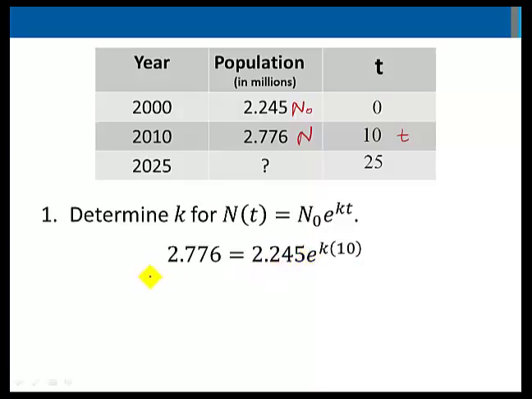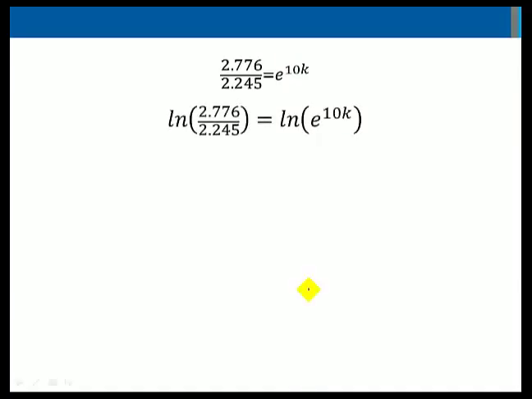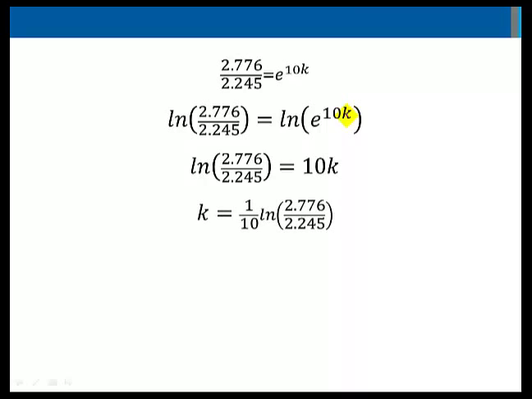I will start by dividing through by 2.245 to get 2.776 over 2.245 equals e raised to the power 10k. I will then take the natural log of each side, and I see that the natural log of e raised to the power 10k is 10k. Multiplying both sides of the equation by 1/10, I have k is equal to 1/10 times the natural log of 2.776 over 2.245.